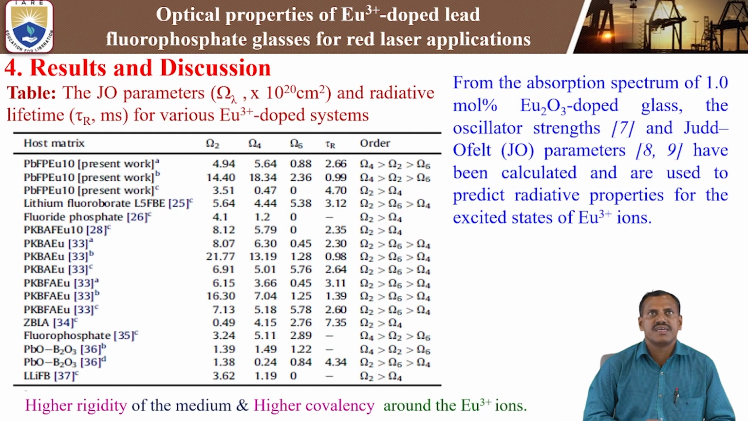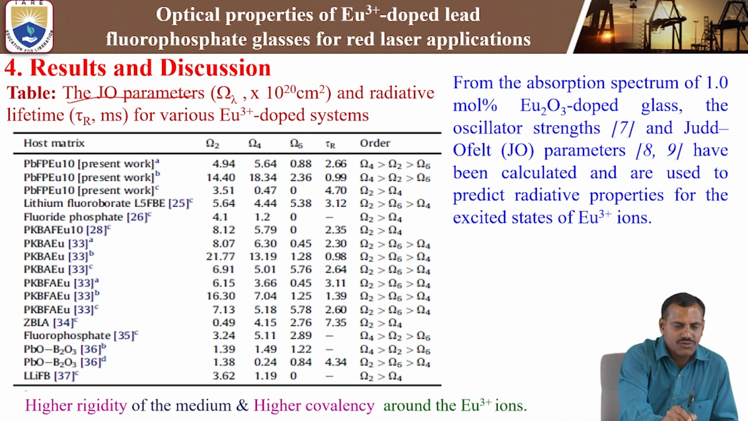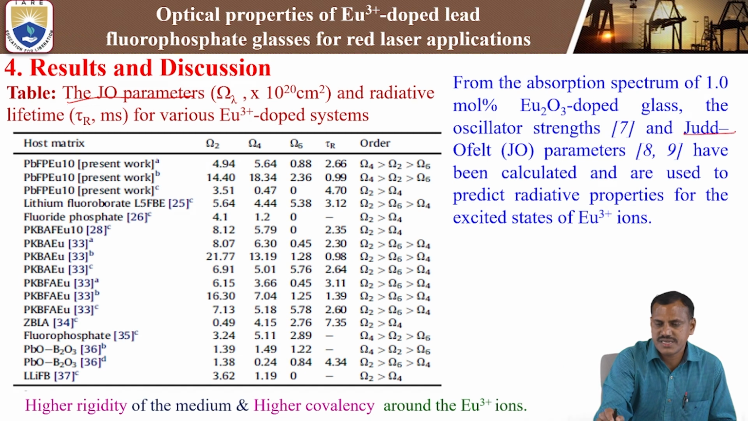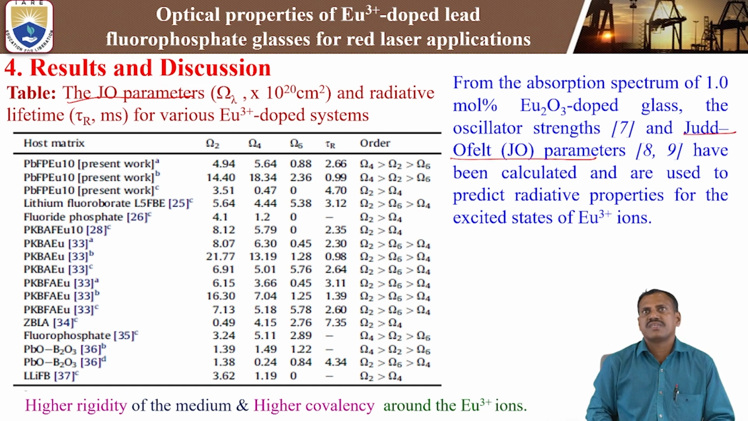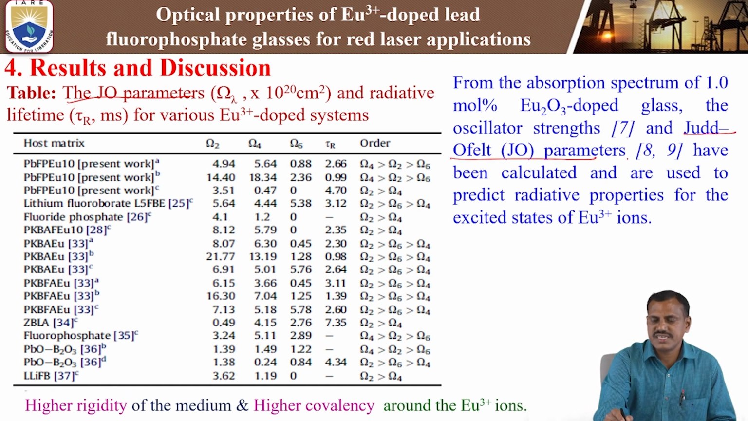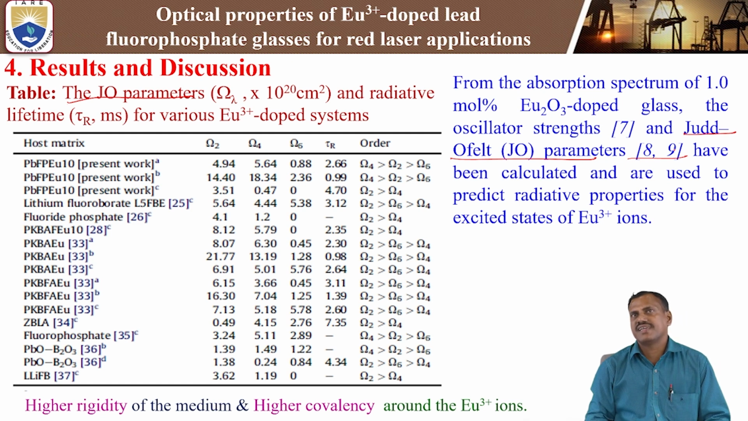Next, using the optical absorption spectra, we need to calculate the JO parameters. JO means Judd-Ofelt intensity parameters. The Judd-Ofelt intensity parameters are calculated using references 8 and 9.